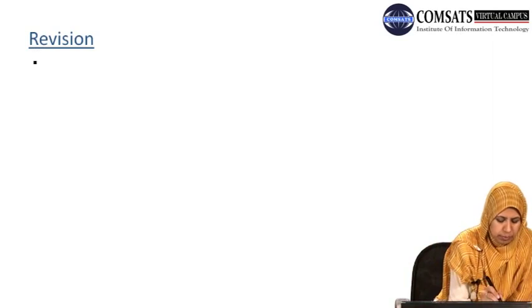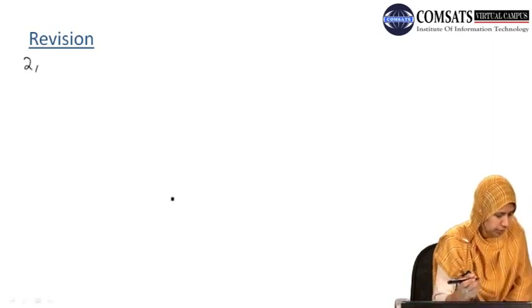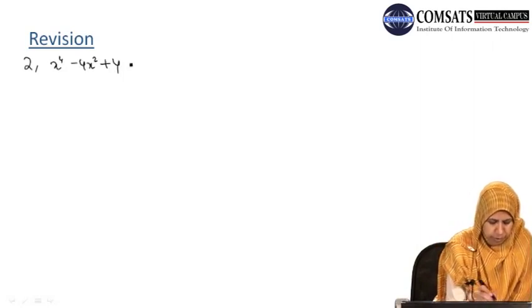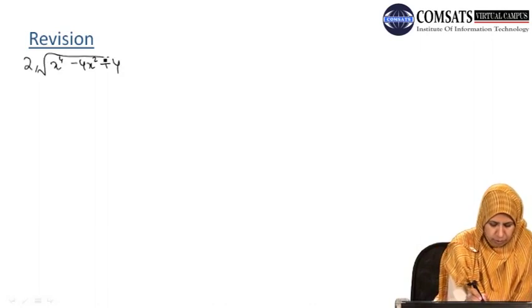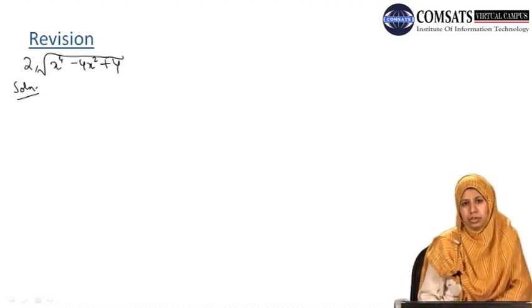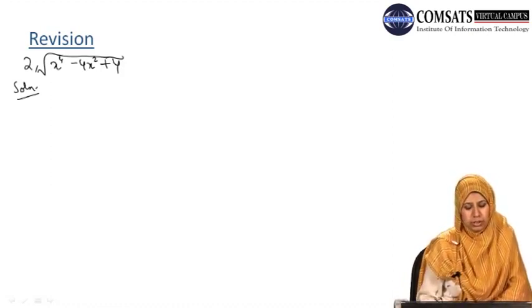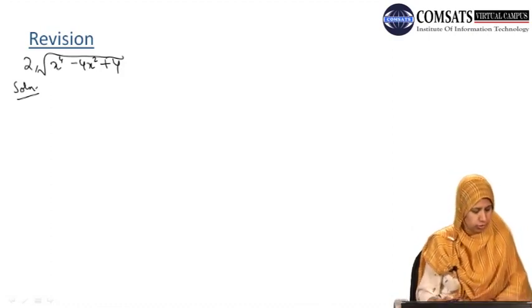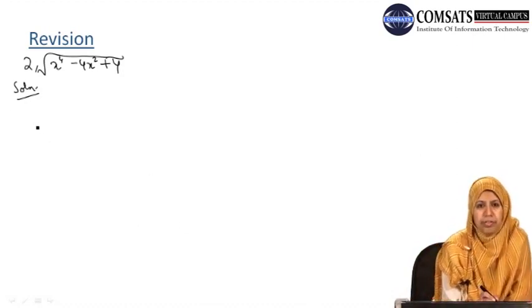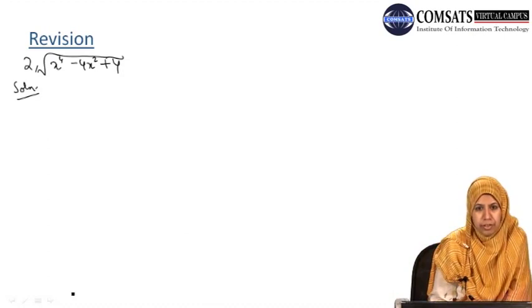Second example: we have the square root of x to the power 4 minus 4x square plus 4. If we first look at our given function, does it look like a quadratic function? There are only two options, either it is or it is not. Okay, so let's simplify it. Can we simplify it further?